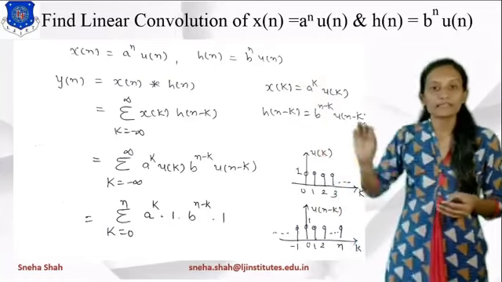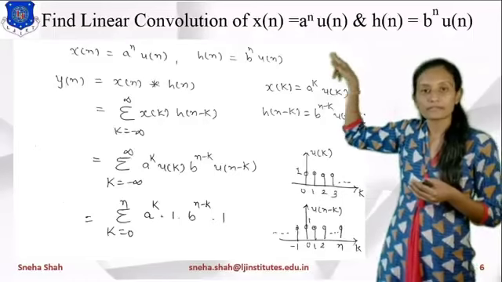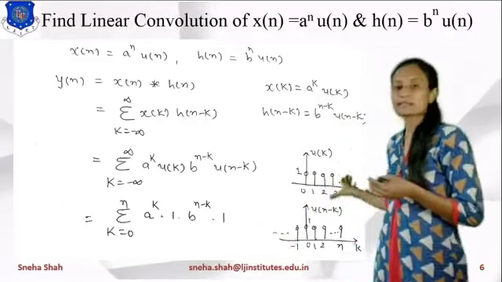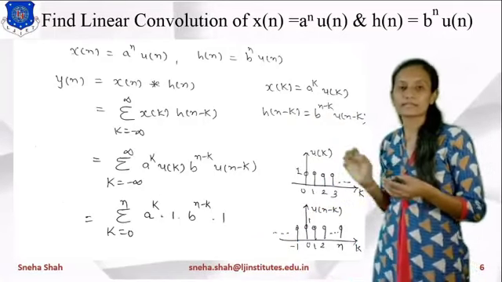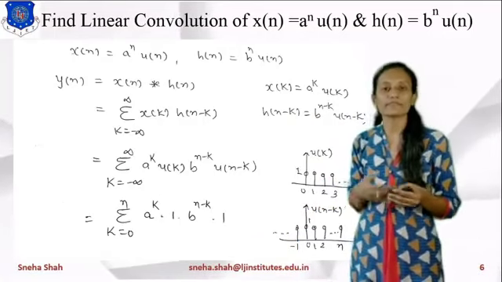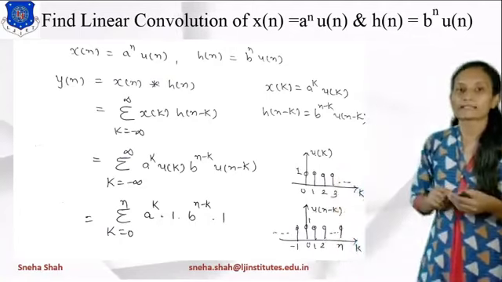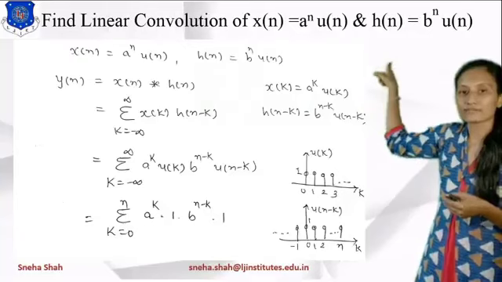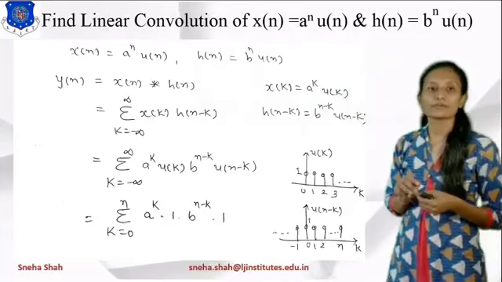So in an example where the u of n term is given to you, you have to use either the mathematical equation method or the graphical method. It means we have to draw a graph for each and every term. Starting with this, x of n is given as a raised to n u of n and h of n equals b raised to n u of n.